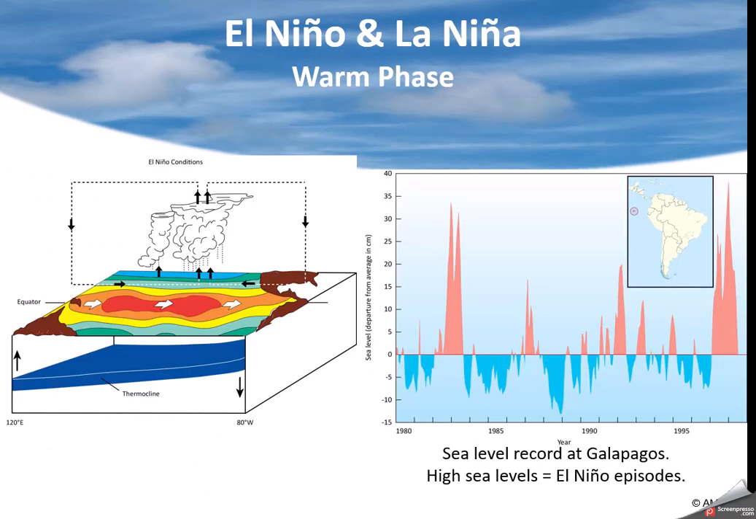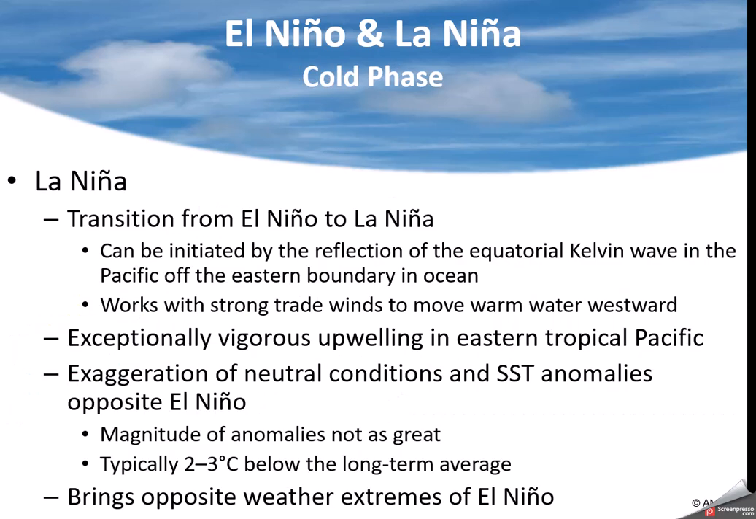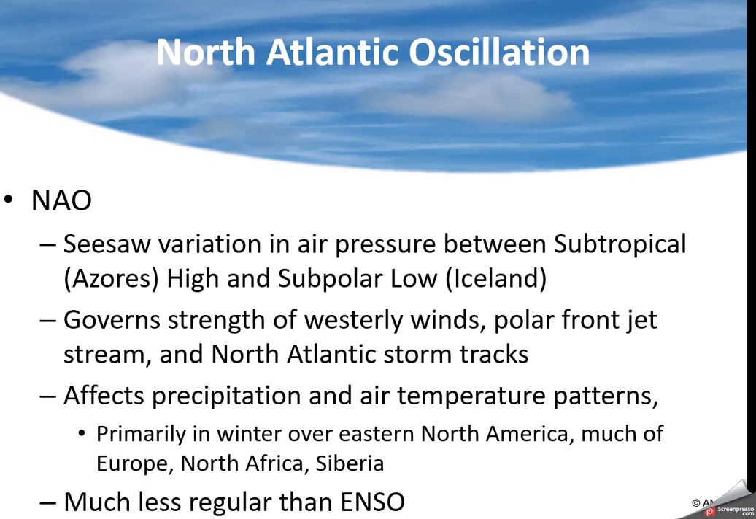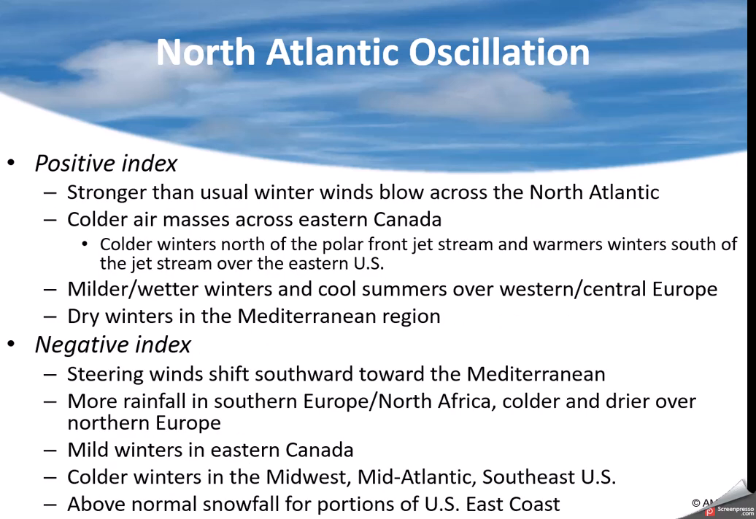We'll talk a little bit more about El Nino and all of its phases as we go through. There's a North Atlantic oscillation, which we'll try to show you a little bit too. It has an impact, especially in the winter. When we get a positive index, we tend to get stronger than usual winter winds blowing across the North Atlantic.